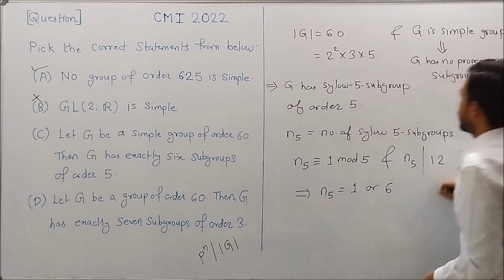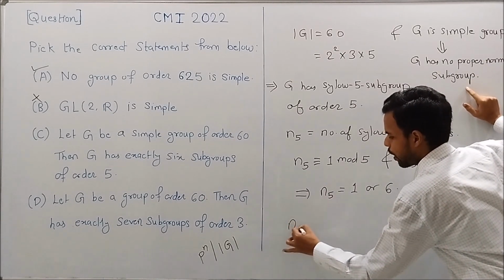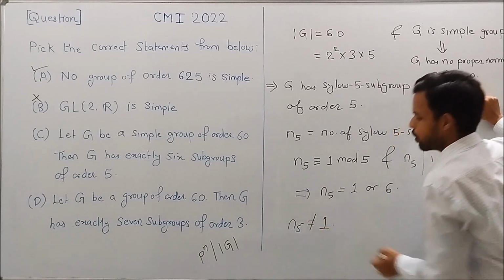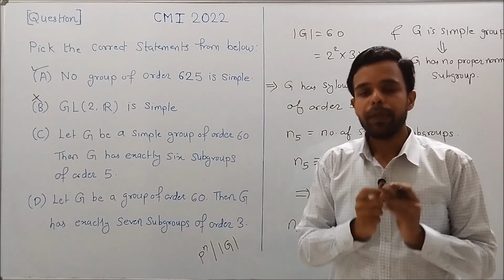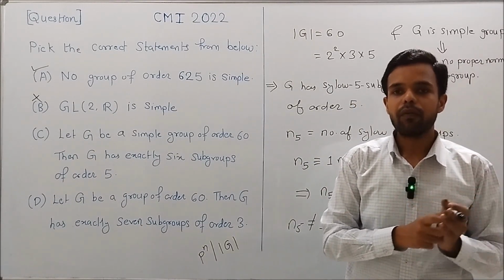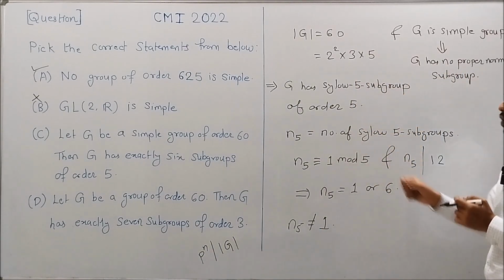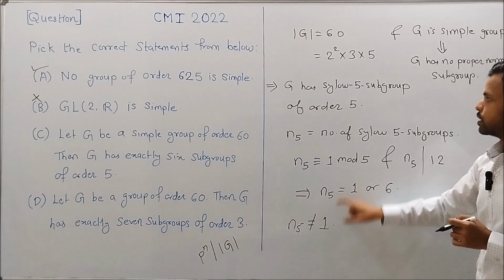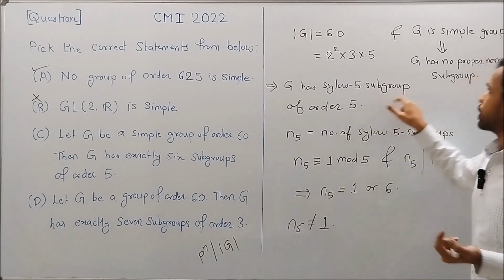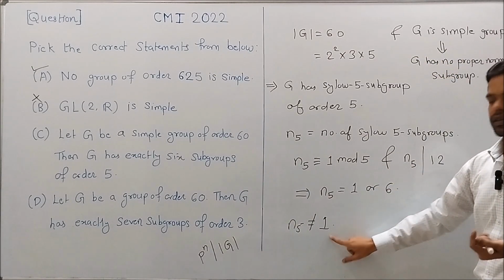Now it is given that G is a simple group, so G has no proper normal subgroup, and hence we must have n5 not equal to 1, because we know by corollary that a Sylow p-subgroup is normal if and only if it is unique. So when n5 equals 1, the Sylow 5-subgroup will become a normal subgroup. But G is a simple group, so it has no proper normal subgroup. So n5 cannot be equal to 1.